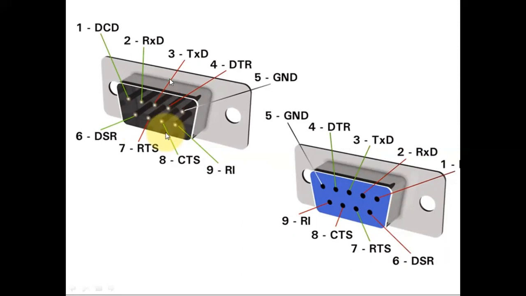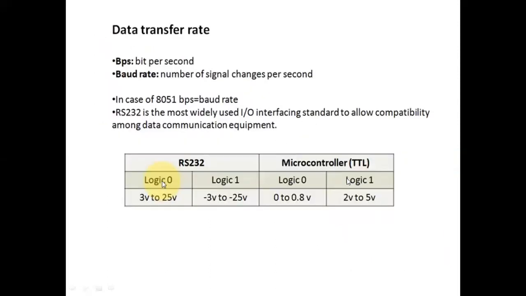So these two, this is a male connector and this is a female connector. This is present on the backside of the CPU, and through the cable we can connect to this one. With this we can send the data serially. This type of connection we call a null modem.